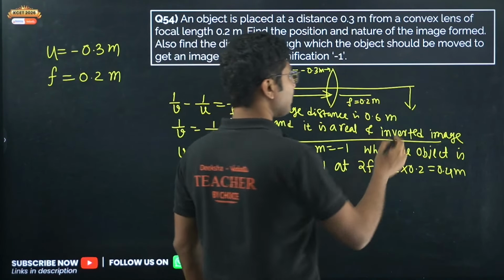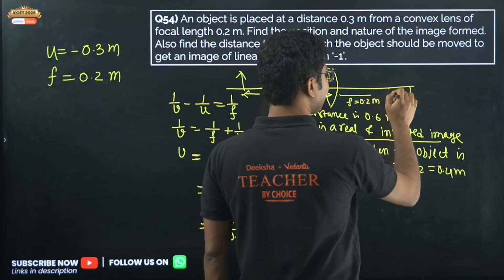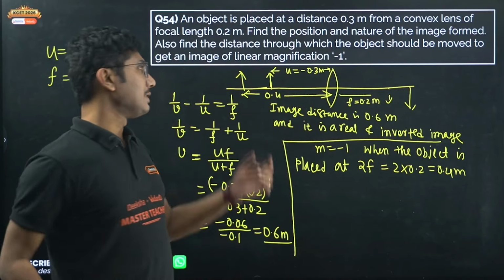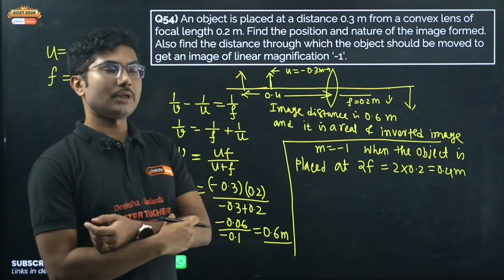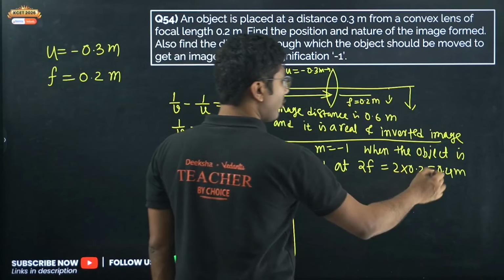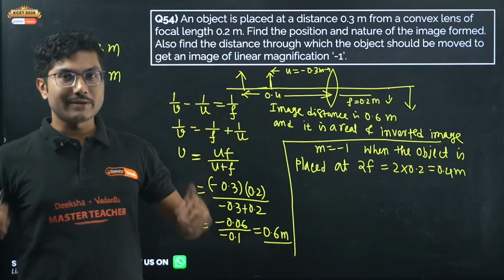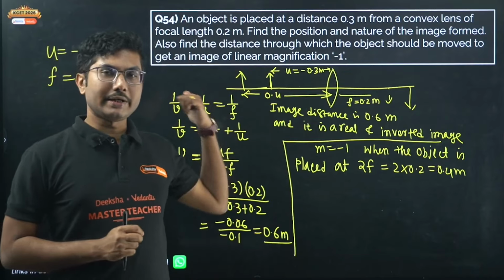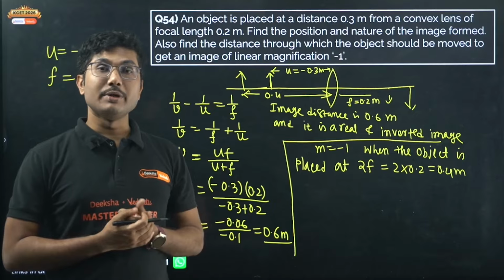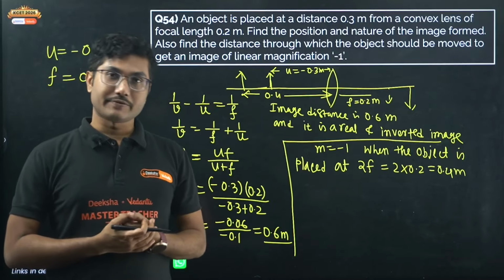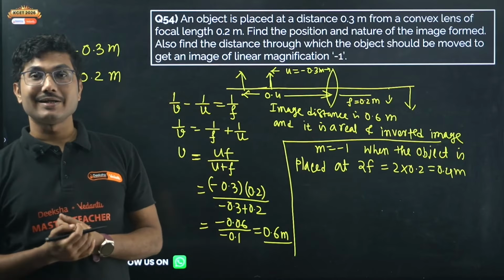Magnification minus 1 means the image will be exactly the size of the object, and the distance of the object should equal the distance of the image. That is only possible when the object is placed at 2f. Remember, for concave mirrors it is exactly at the radius of curvature. For convex lenses it is exactly equal to 2f.